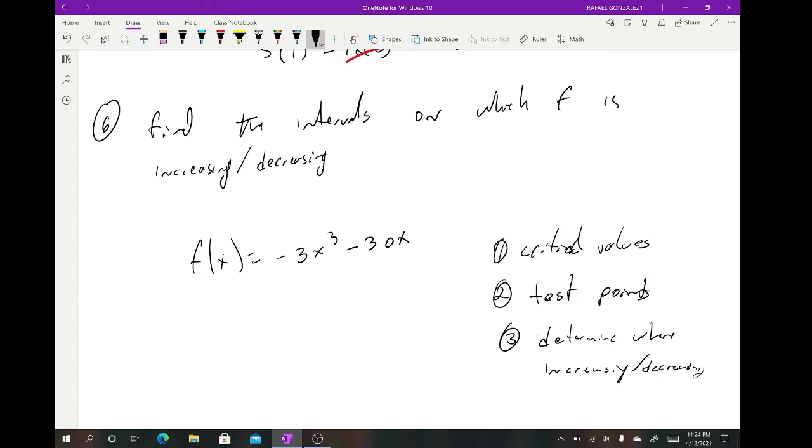So how do we find critical values? Well, remember that a critical value happens when the derivative of the function, meaning when f prime of x, is equal to 0, or f prime of x does not exist.